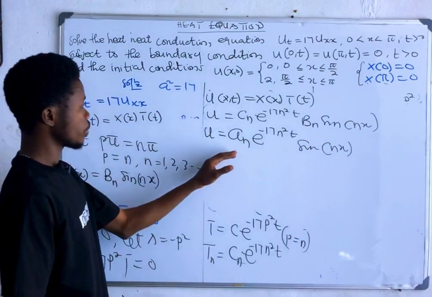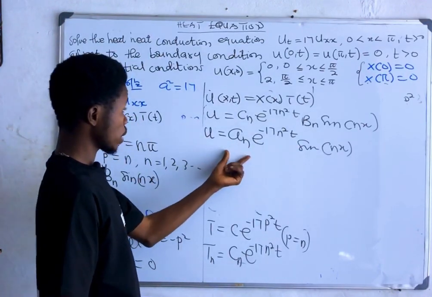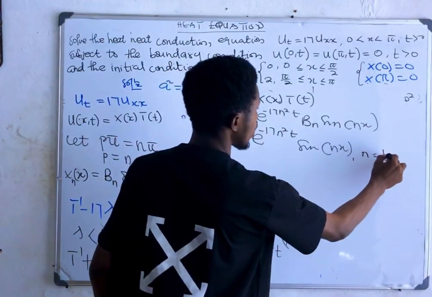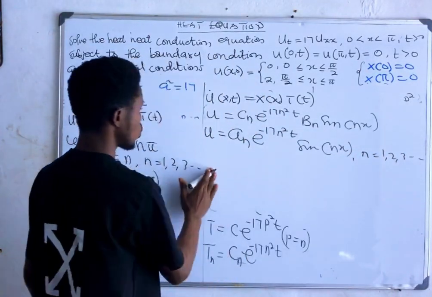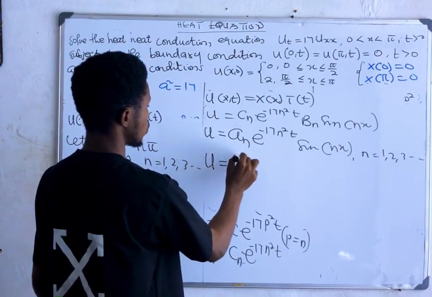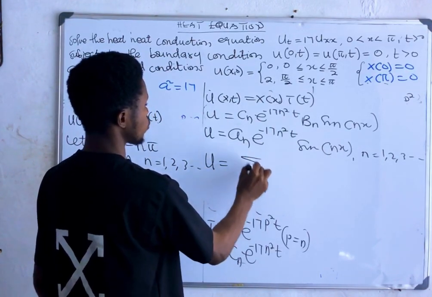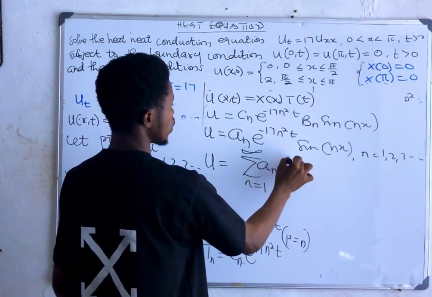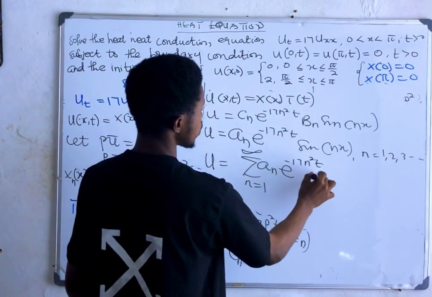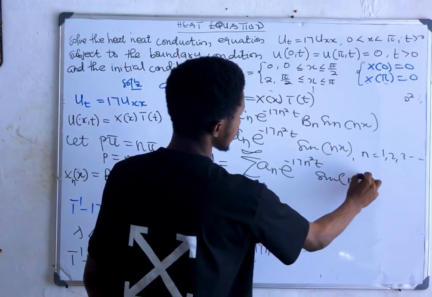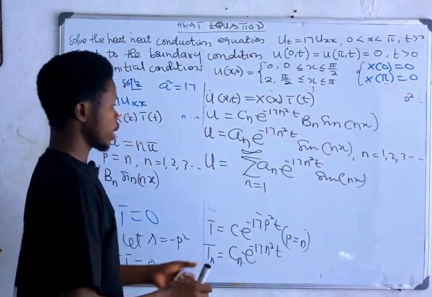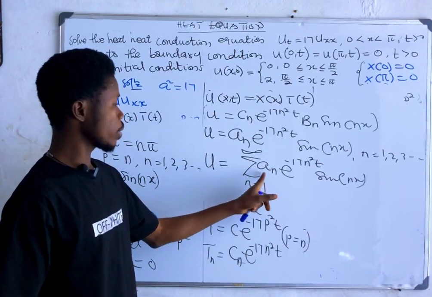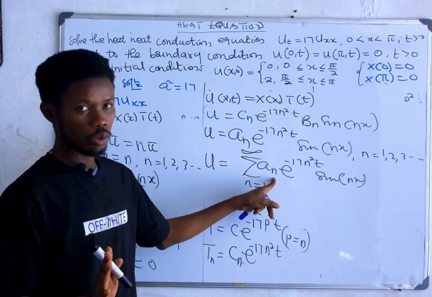Now you could see that this one, we said that the n is from 1, 2, 3 to infinity. So you can sum this one and write it as u equals summation as n starts from 1 to infinity, an e to the power negative 17 n squared t sine nx. Is that okay? But this one depicts Fourier sine. So we need to find an, then you put it there, then we get a particular solution.